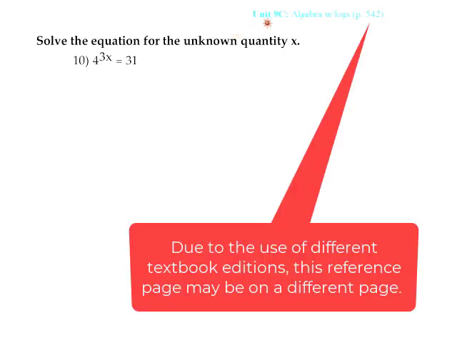Next, we are told to solve the equation for the unknown quantity x. So number 10, we have 4 to the power of 3x equals 31. For this problem, we are going to need to use logs, also known as logarithms. So you can refer to Unit 9C, Algebra with Logs, on page 542. This is going to be very useful in reviewing rules for logarithms.